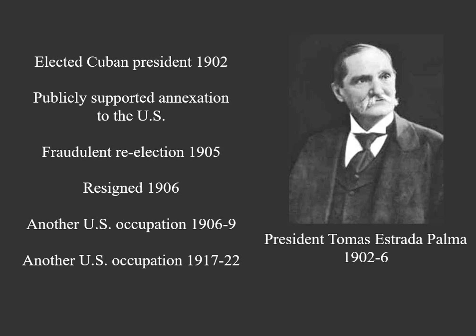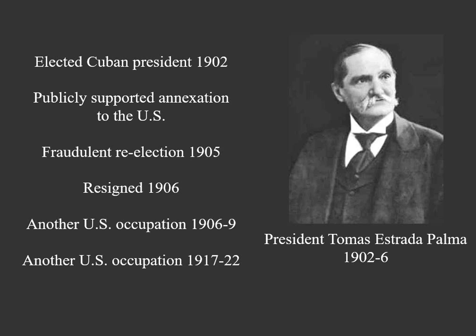Palma was the first elected Cuban president, was extremely corrupt, and was only re-elected in 1905 under massive vote rigging and fraud, and massive uprisings against him forced him to resign in 1906, but also started U.S. occupation of the island, military occupation for 3 years until 1909.